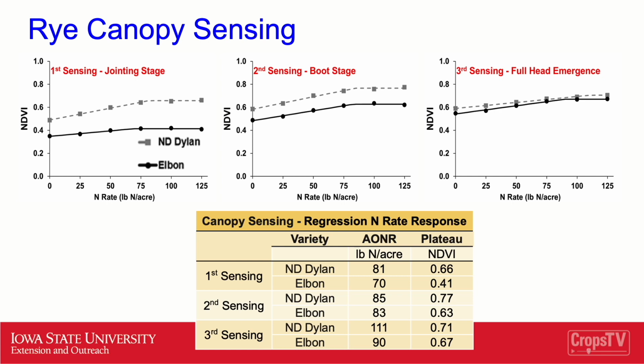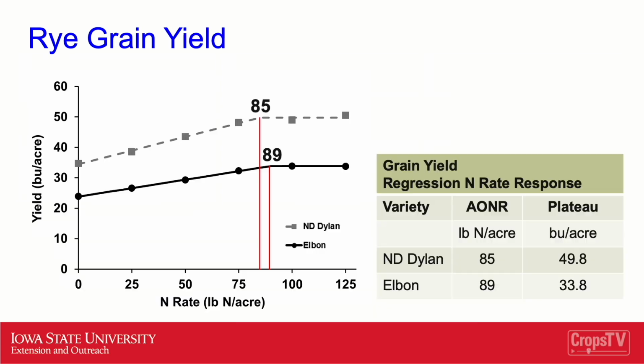And then at head emergence, the plants are fully developed, the heads are out, and the difference between the varieties disappeared. Again, there was a response to the nitrogen rate, but the difference in that sensing between N rates was much smaller than earlier in the season. So we had either full canopy or saturation of the sensing system, or the head interfering with that biomass sensing, and it kind of disappeared at full head emergence. But generally there was a good response to nitrogen application from the rye.